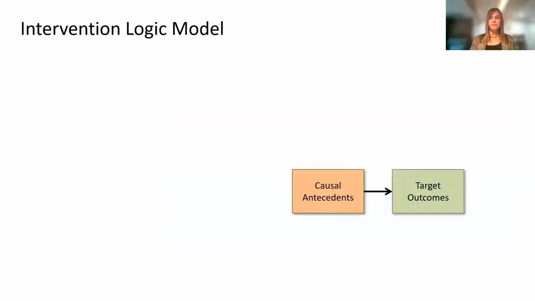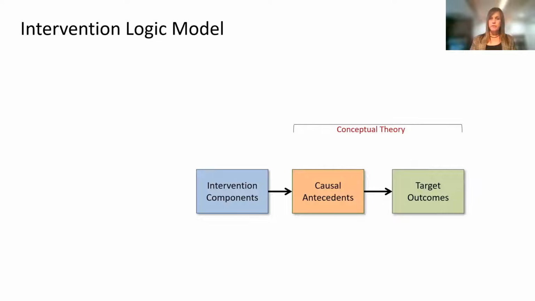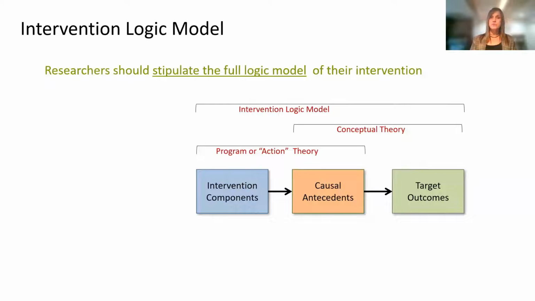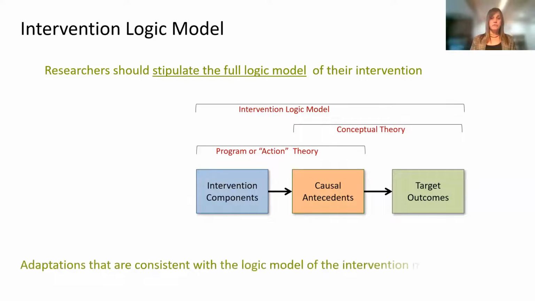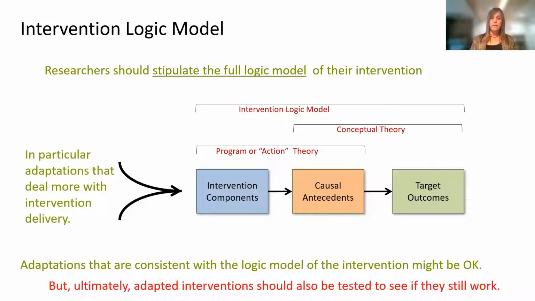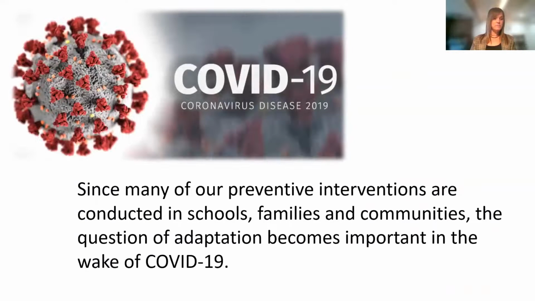So briefly, we've got our outcomes and causal antecedents, and that's your conceptual theory. We've got our intervention components, the activities of our intervention, that combined with our causal antecedents make our program or action theory, and this is all what we call an intervention logic model. Researchers and developers should stipulate the full logic model of their intervention, and those of us implementing them should make adaptations that are consistent with the logic model, in particular adaptations that deal more with intervention delivery. But ultimately, we need to make sure that we are testing any of our adaptations.